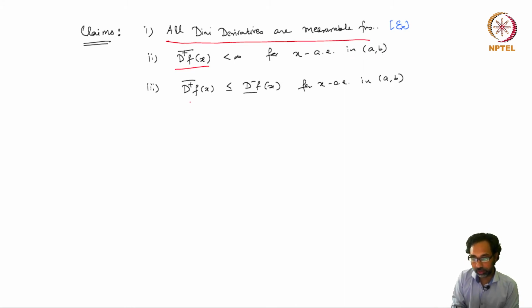And the third one claims that the D plus upper bar, meaning the lim sup taken for values of h strictly greater than 0, is less than or equal to the Dini derivative D minus f lower bar, which is the lim inf taken. So this is the lim sup as h tends to 0 from the positive side, and this is the lim inf as h tends to 0 from the negative side.